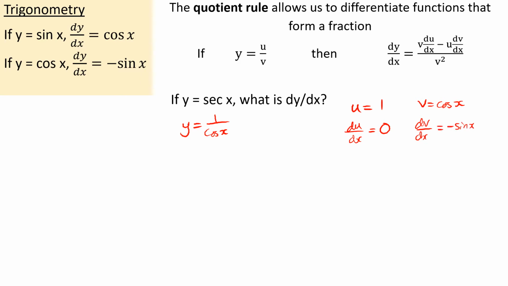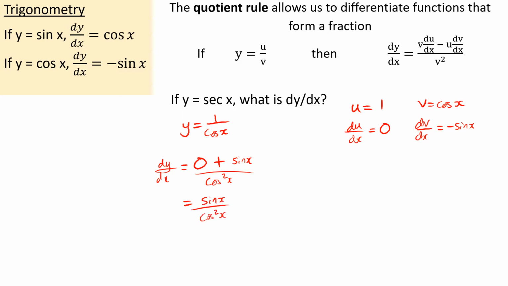So on the top of our fraction for our differential, dy dx, we're going to have v du, so that's just 0. Take away u dv, so that is minus sin x. So we've got another minus minus there, so we can change that to a plus. And to be honest, you probably don't need to write the 0, but we will. And then we've got v squared, so that's cos squared on the bottom here. And obviously get rid of the 0, and we can say this is sin x over cos squared x.